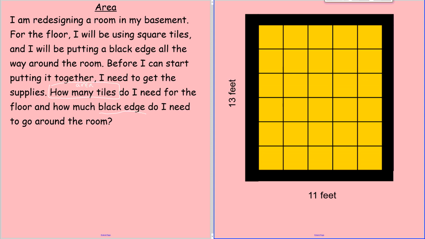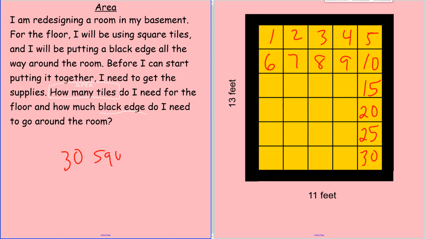So here's the room with the tiles and the black edge. Now for today, I'm not going to worry about that black edge because it's the perimeter. I figured that out the other day. I'm going to be counting up the tiles that are inside. So 1, 2, 3, 4, 5, 6, 7, 8, 9, 10. Oh, look, I see it counting by fives. 15, 20, 25, 30. So that means I need 30 square tiles.